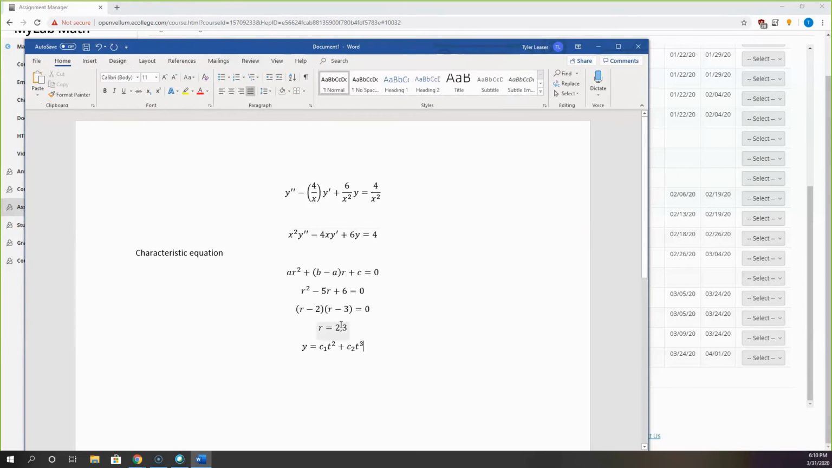Now, if this was a double root, then this would be a lot different. And if these came out to be complex roots, this would also look quite a lot different. And if one has a natural log in it somewhere, sometimes you find something like that. Yeah, I remember that. Okay. I haven't had a problem with that in a while.